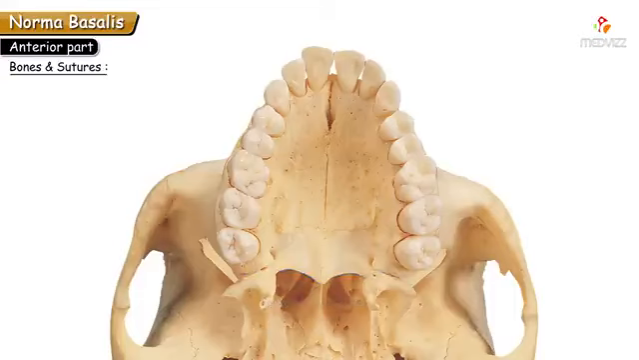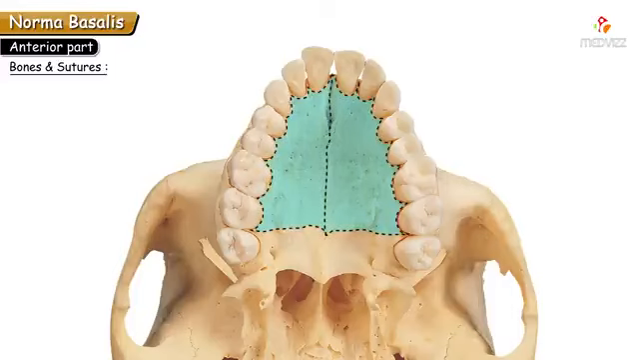And let's see the bones contributing the formation of hard palate. Anterior 2/3 of the hard palate is formed by palatine process of maxillae. So we know already there are two maxillae, right and left, and this right and left maxillae projects forming a palatine process which meets with each other at intermaxillary suture, forming anterior 2/3 of the hard palate.